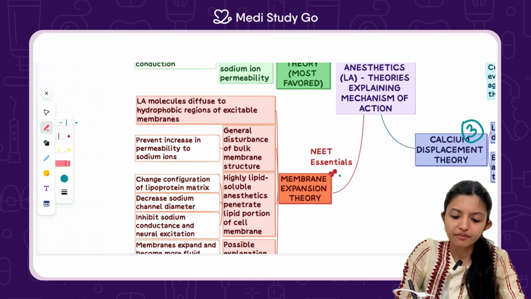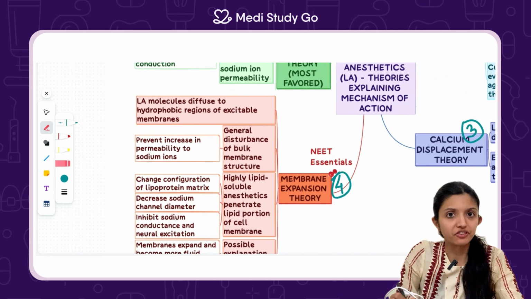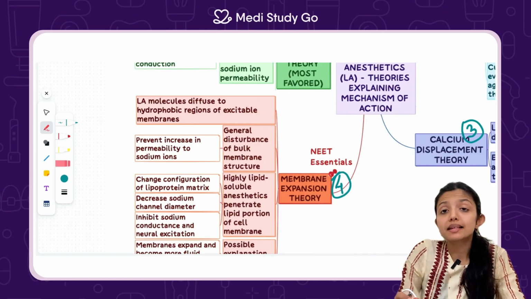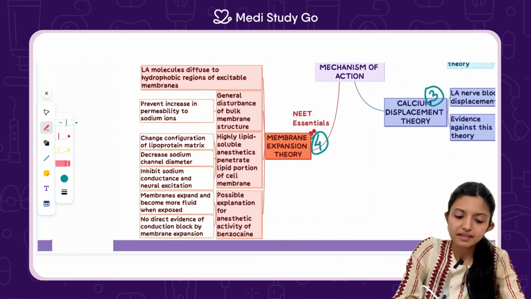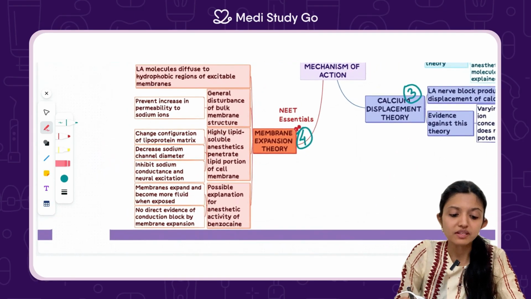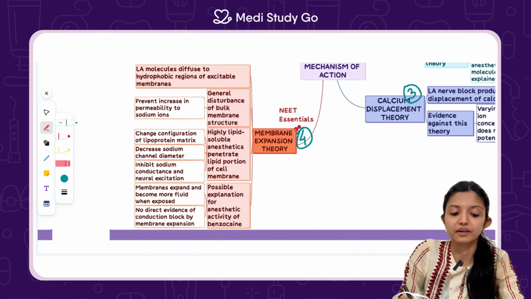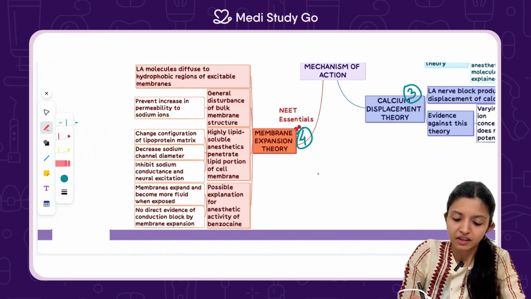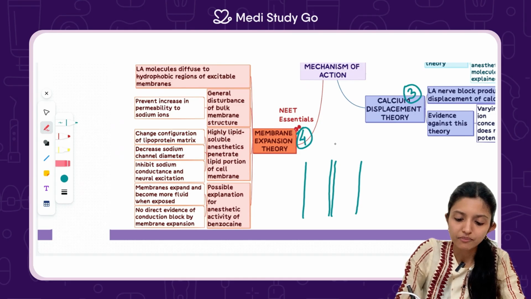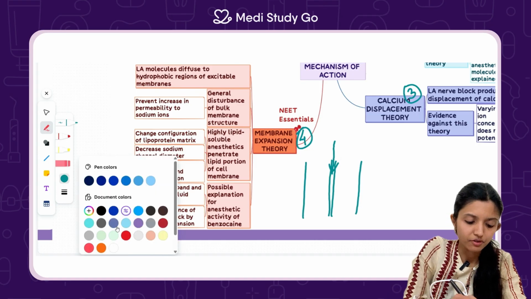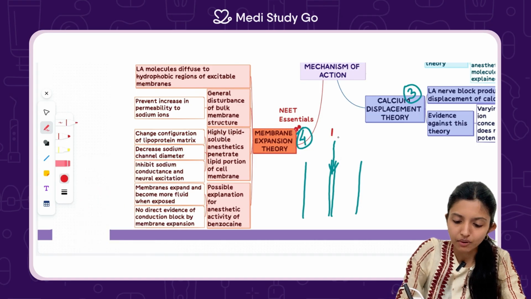The fourth theory was the membrane expansion theory. Quite an easily acceptable theory, because what it said was that LA molecules diffuse to the hydrophobic regions of excitable membrane. So just imagine these are your nerve membranes. According to this theory, your LA molecules come to the hydrophobic regions. So suppose this is the hydrophobic region, your LA molecules are coming over here.